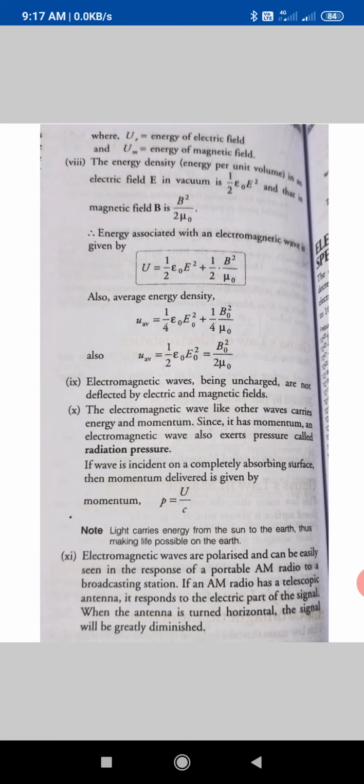The energy density in an electric field in vacuum is 1 upon 2 epsilon 0 E square, and that in a magnetic field is B square upon 2 mu 0. The energy associated with an electromagnetic wave is U equals 1 by 2 epsilon 0 E square plus 1 by 2 B square upon mu 0.